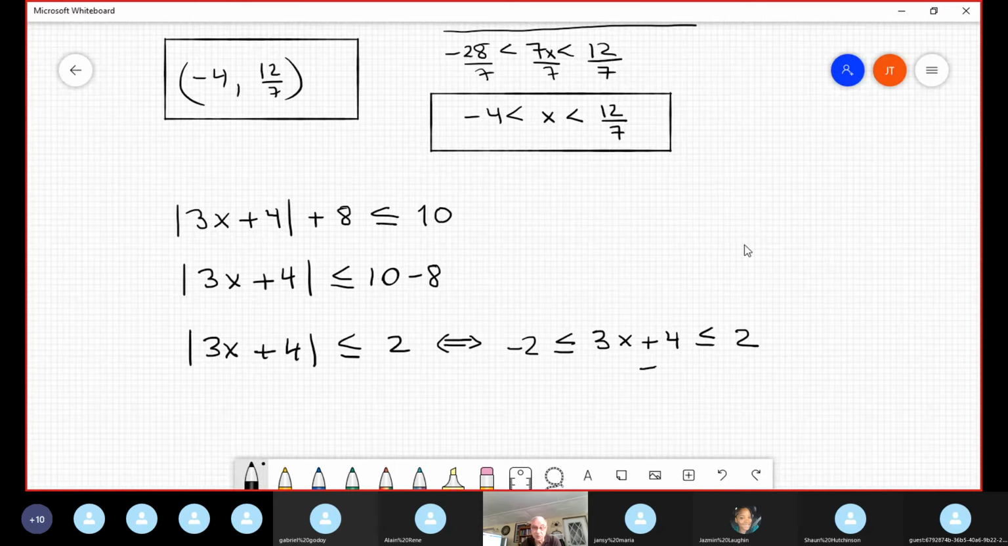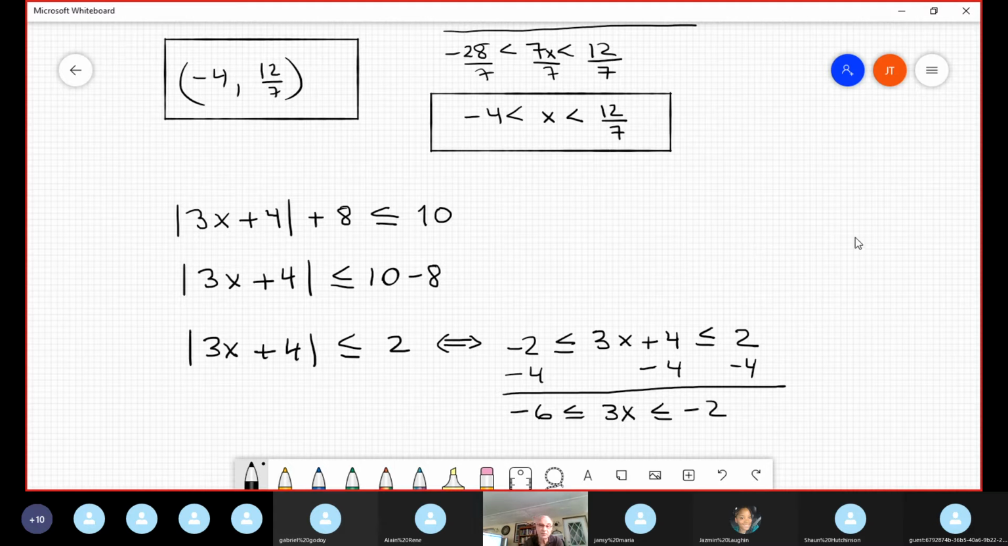The rest is subtracting 4. It's a minus 6 less than or equal to 3x. And this is negative 2, no? Divided by 3.